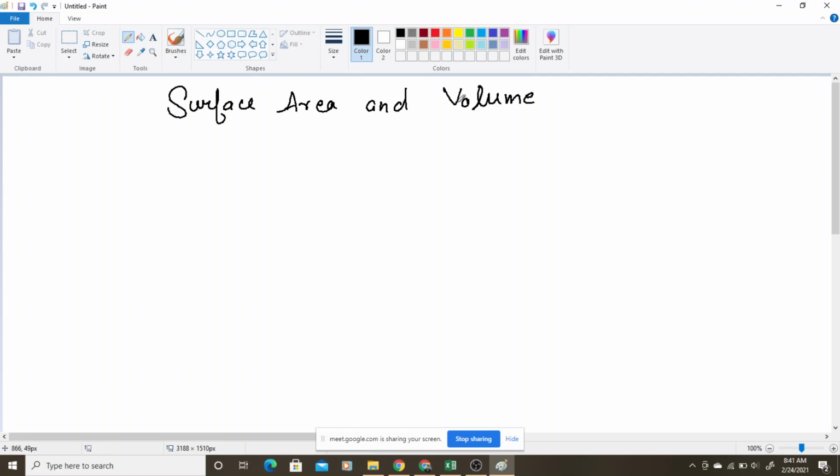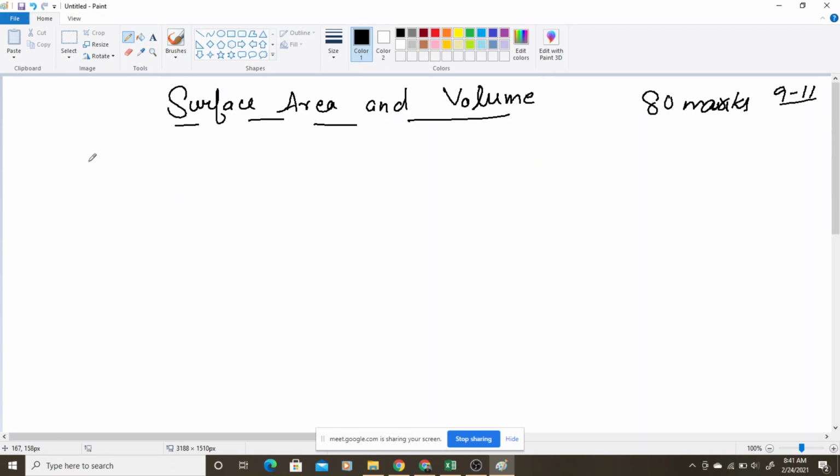So see, this chapter, Surface Area and Volume, we have already completed, but it carries higher marks, out of 80 marks in your exam. It will be how many? I think 9 to 11 marks it is there, no? So surface area and volume.